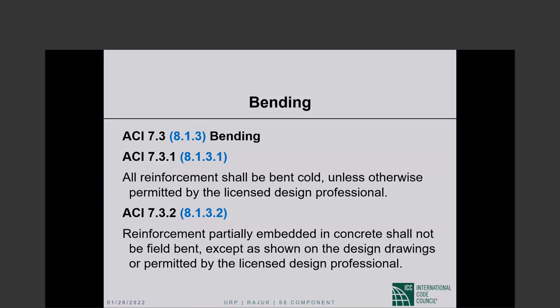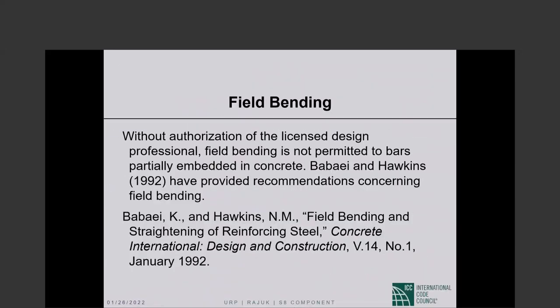Reinforcement partially embedded in concrete shall not be field bent. This is a very serious restriction. Shall not be field bent, except as shown on the design drawings and permitted by the licensed design professional. Has to be shown on the drawings or permitted, not and. Or if it is not on the drawing, it will have to be permitted by the licensed design professional. Field bending of embedded bars. Without authorization of the licensed design professional, field bending is not permitted to bars partially embedded in concrete.